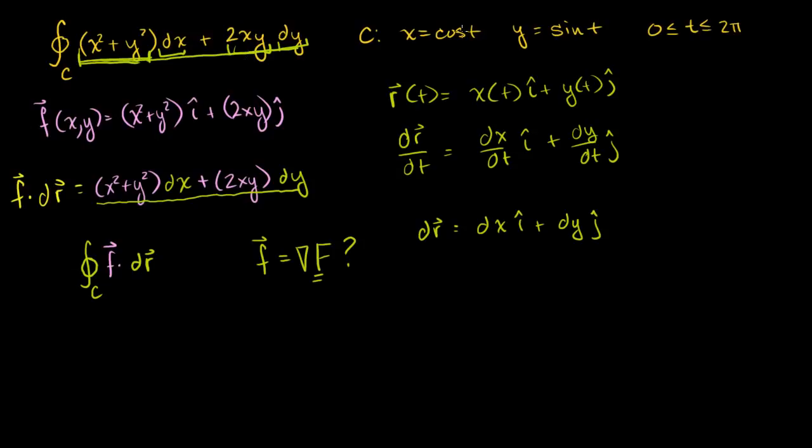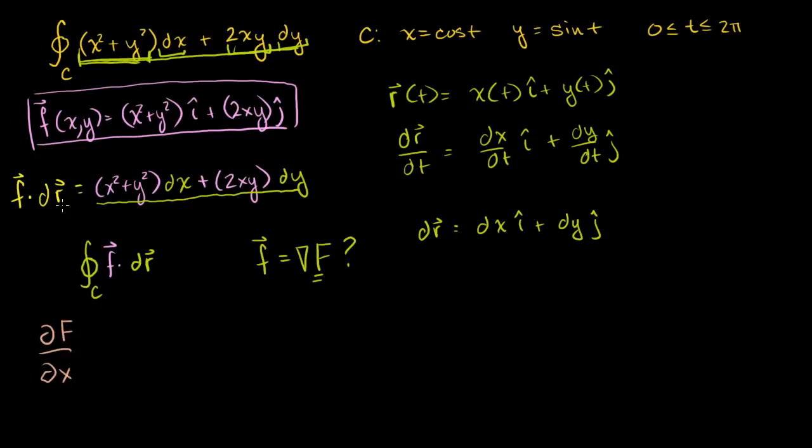We don't even have to mess with the cosine of t's and the sine of t's and all of that. And actually, we don't even have to take antiderivatives. So let's see if we can find an F whose gradient is equal to that right there. So in order for F's gradient to be that, that means that the partial derivative of our capital F with respect to x has got to be equal to x squared plus y squared. And it also tells us that the partial derivative of capital F with respect to y has got to be equal to 2xy.